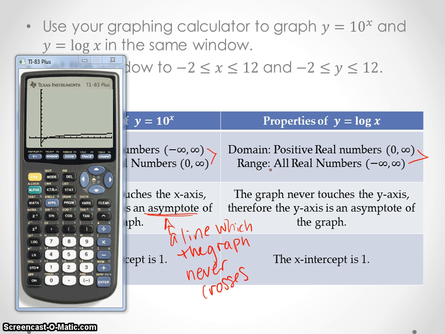They just flip. So instead of the graph never touching the x-axis, we have the graph never touching the y-axis. Therefore, our y-axis is now an asymptote of this graph. It's going to become really, really close to this y-axis, but it's never going to cross. So that's also the same asymptote that was over here. And now instead of the y-intercept being 1, your x-intercept is 1. Your x-intercept, where it hits the x-axis right here, is going to be 1.